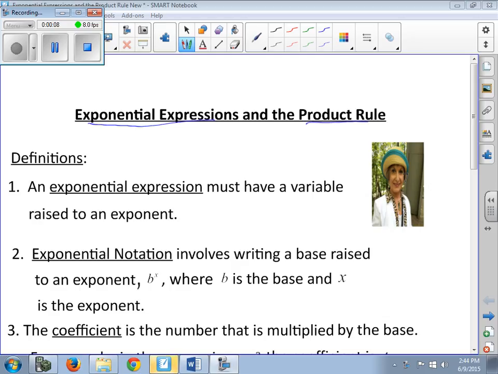Let's start with the definition. An exponential expression must have a variable, maybe x, raised to some exponent, maybe a 2. Exponential notation involves writing a base raised to an exponent, maybe b to the x, where b is the base and x is the exponent.